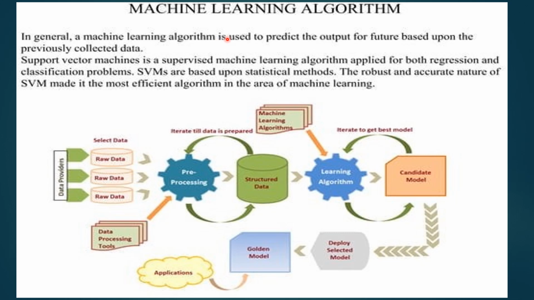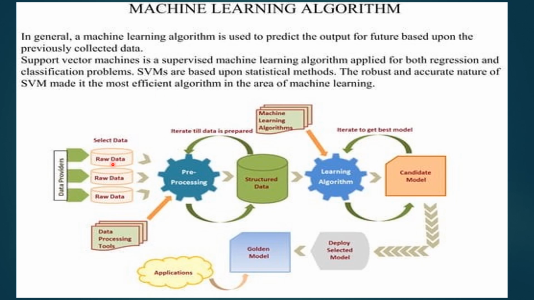In general, a machine learning algorithm is used to predict the output for the future based upon previously collected data. So with the help of previously collected data, we are going to predict or update the values. Support vector machine is a supervised machine learning algorithm applied for both regression and classification problems.